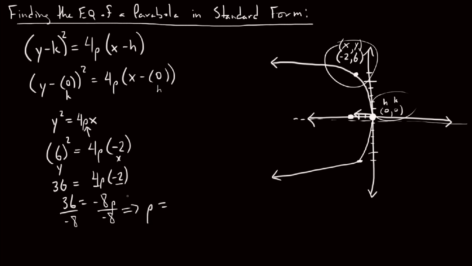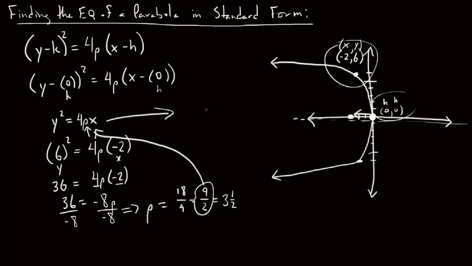8 doesn't divide 36 evenly, but it goes in pretty nicely. So we have 36 over negative 8, which is 18 over 4, which is 9 over 2. Or you can say 4 and a half. I'm a little more partial to 9 halves. What this allows us to do now is go back up into our equation and insert that for p. So y squared is equal to 4 times 9 halves, times x.